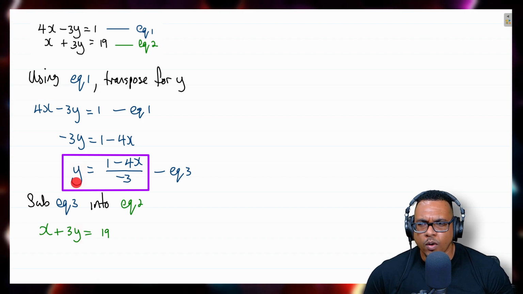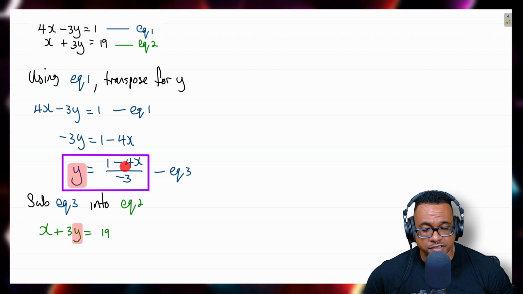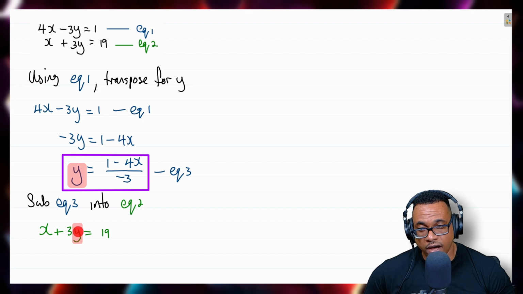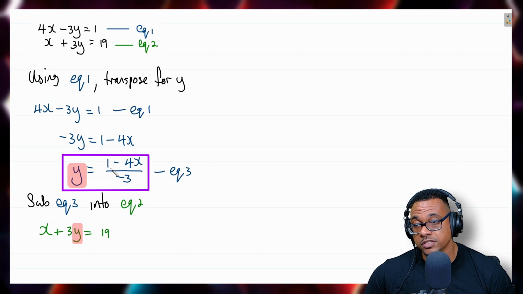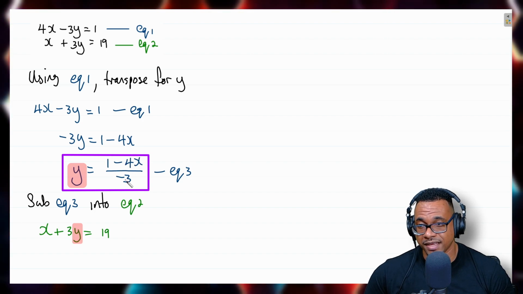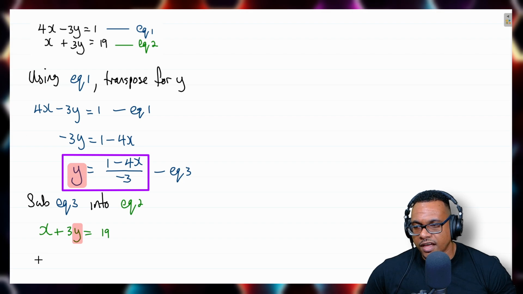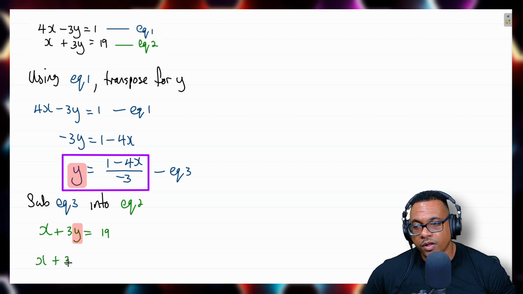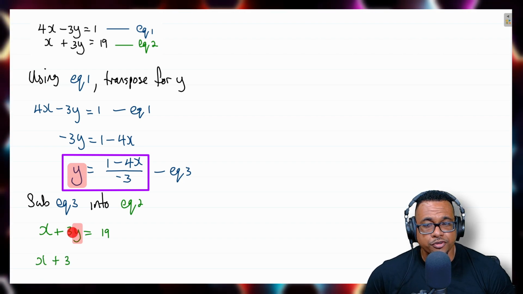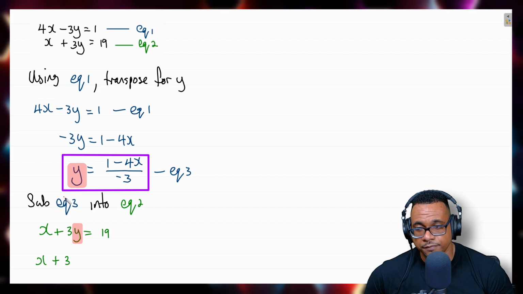And what we have is y is equal to in equation 3. So that means here I'm replacing the y with what y is equal to, which is the 1 take away 4x divided by negative 3. So I'm going to have x plus 3 multiplied by y. That is what this 3y means, 3 multiplied by y.